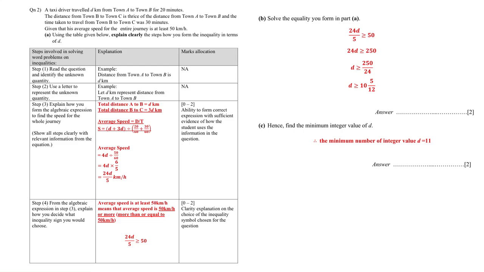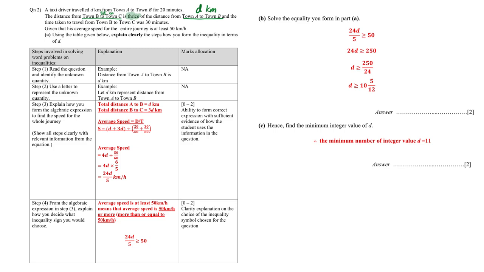Hello everyone, welcome to this video where we are given that a taxi driver traveled D kilometer from town A to town B for 20 minutes. The distance from B to C is, this is important, thrice of that from A to B, and A to B we know is D kilometer. So therefore B to C we also know already. So this one will be 3 times D kilometer.